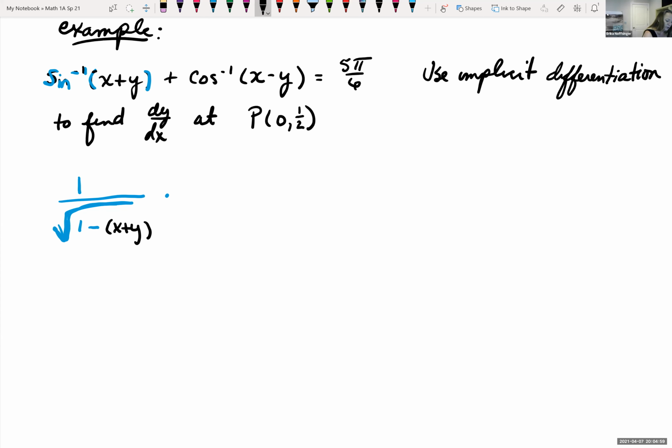So if I look at the derivative of x plus y, well, the derivative of x is 1, plus the derivative of y is 1, but y is a function of x. So that's where we had to put times dy dx.